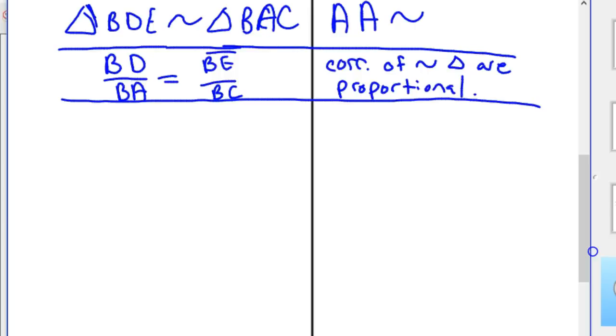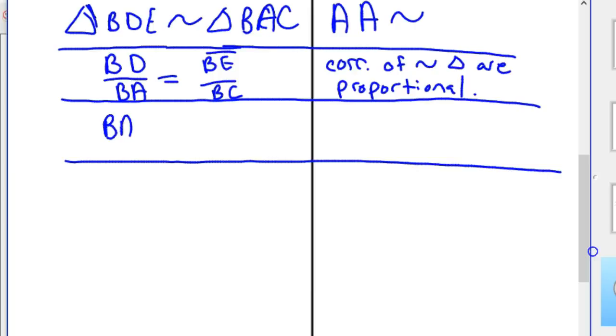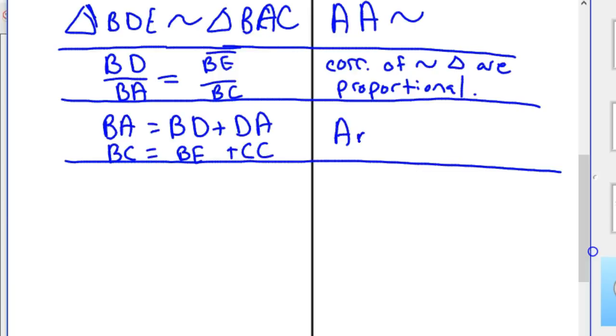Okay, now we can do the angle addition part of the proof. So we know that BA, I better hurry along here, equals BD plus DA, and we also know that BC is equal to BE plus EC. So that is strictly from the angle addition postulate.